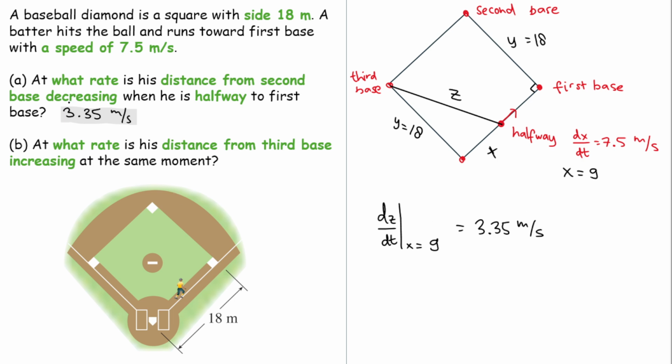And to show what the difference is, it is decreasing. We can use the minus sign here. And for this one, we will have 3.35 meter per second. And I think that's all for this problem. We have both the same values here.